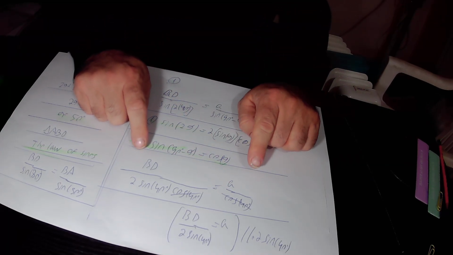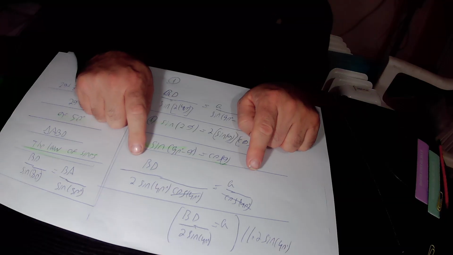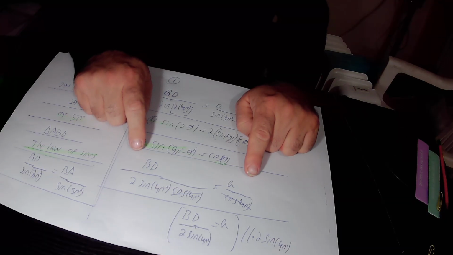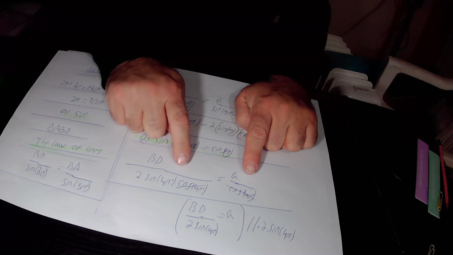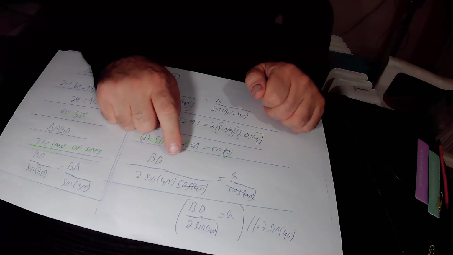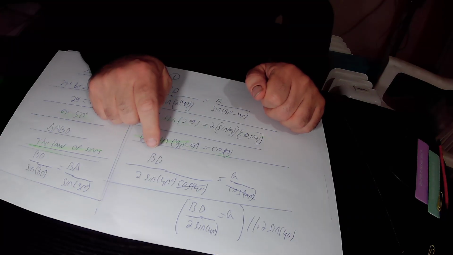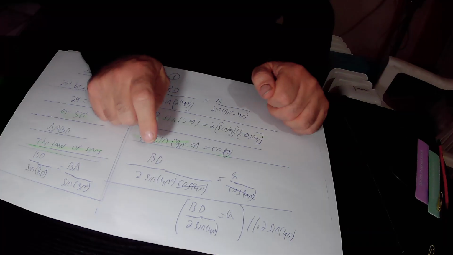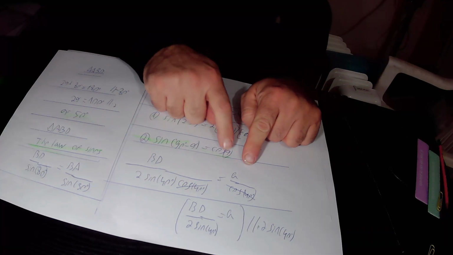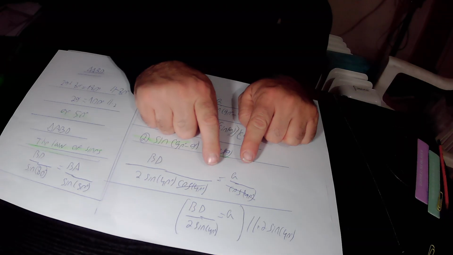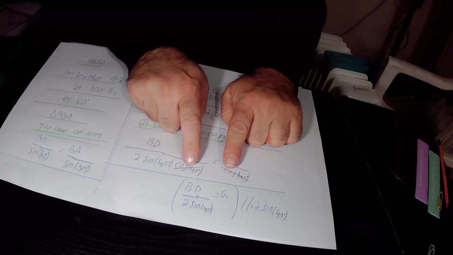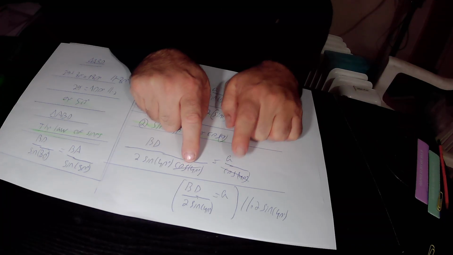So in total, we found out that BD over 2 times sin 40 degrees cosine 40 degrees equals A over cosine 40 degrees. Here we have cosine 40 degrees on both sides of this equation, so cosine 40 degrees will get cancelled. After we cancel cosine 40 degrees, on this side of the equation we are left with BD over 2 times sin 40 degrees, while on the other side we are left only with A. So BD over 2 times sin 40 degrees equals A. Here we multiply this equation by 2 times sin 40 degrees, and finally find out that the missing side BD equals 2 times A times sin 40 degrees.